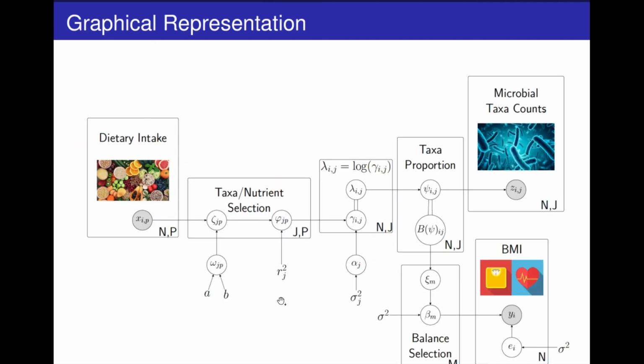So this is a graphical representation of our full model. Here we're going to model the relation between the taxa counts and the clinical covariates using a Dirichlet multinomial regression model. However, instead of integrating out the taxa proportions, we're going to estimate them, transform them into balances, and then use them to predict a continuous outcome using the linear regression model.